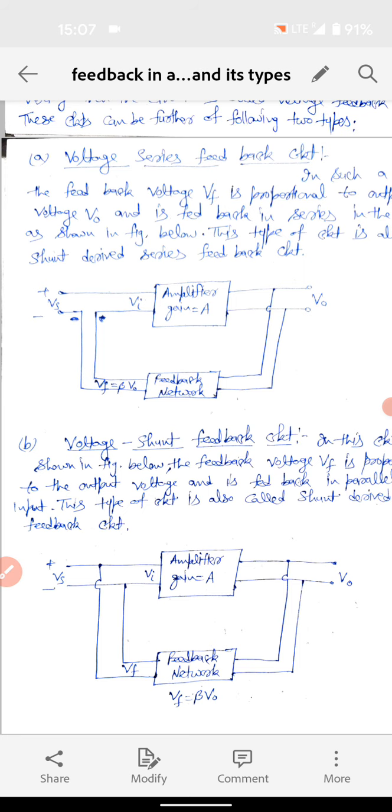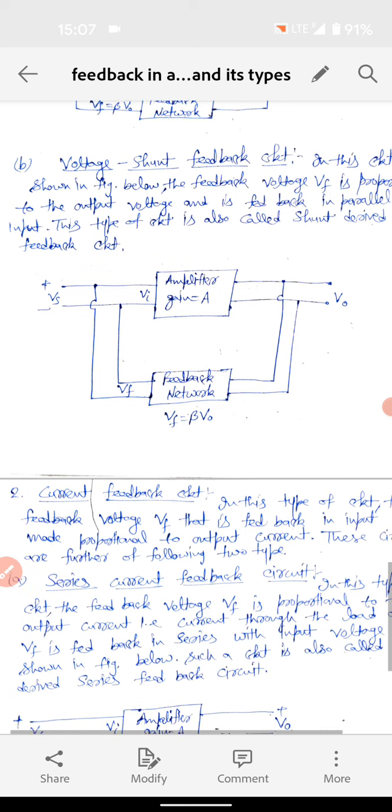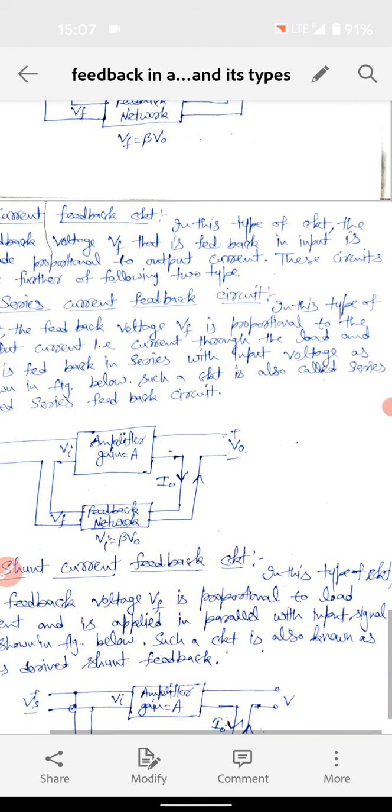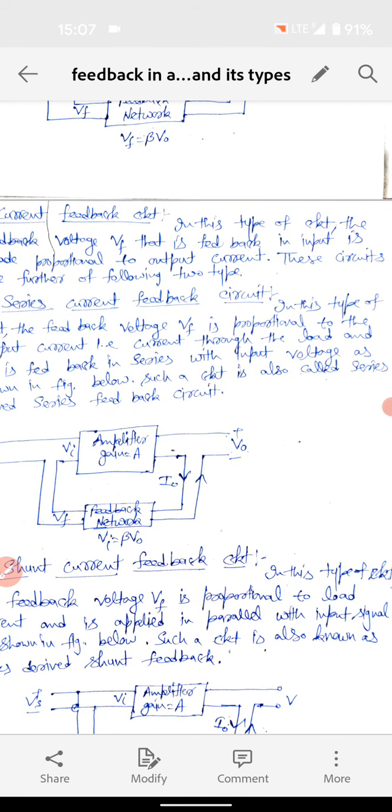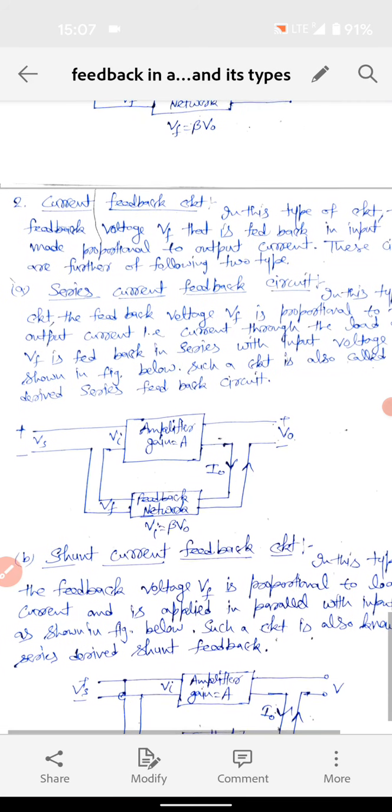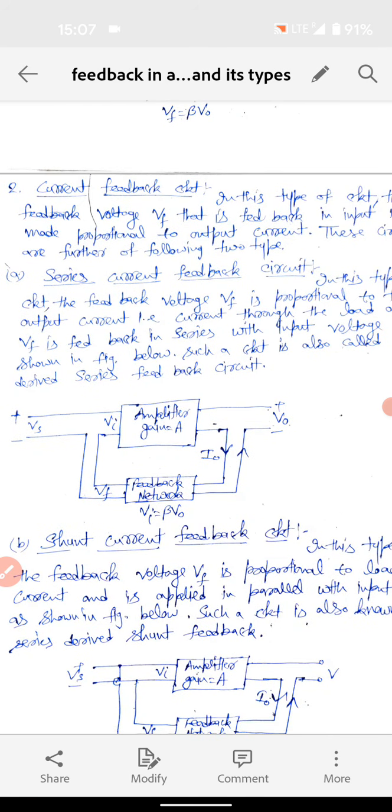Then we have another part, which is the current feedback circuit. In this circuit we feed a voltage which is proportional to the output current. We feed voltage only into the input, but that voltage will be proportional to the output current. So that circuit is known as the current feedback circuit. Here again we have two types of feedback circuit: one is the series current feedback circuit, the other is the shunt current feedback circuit.